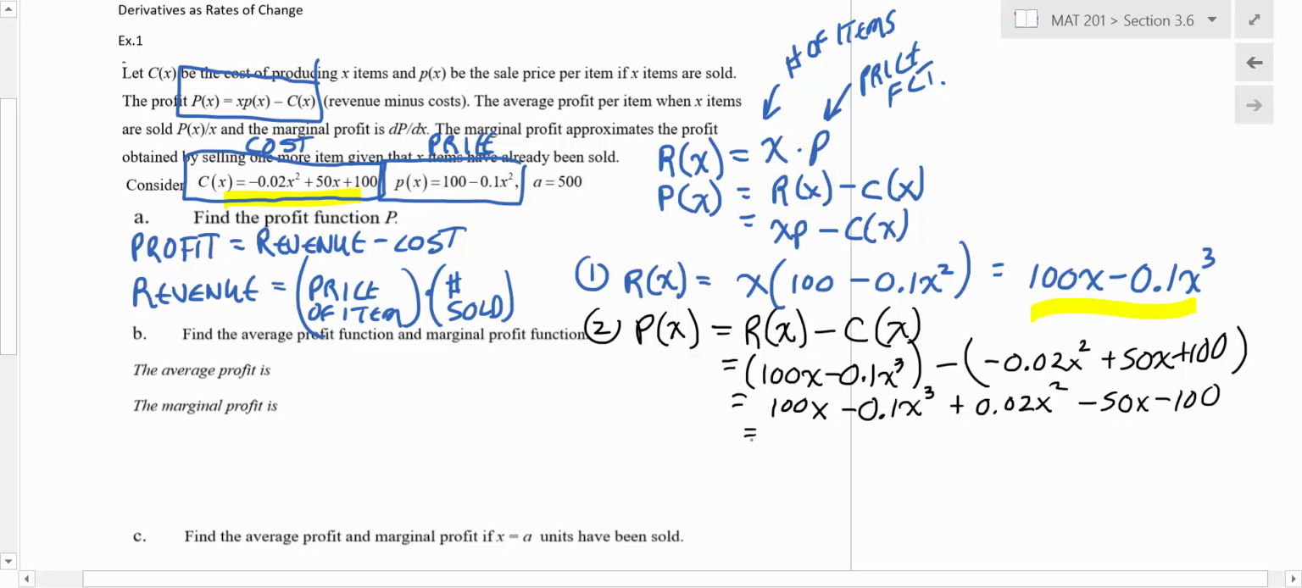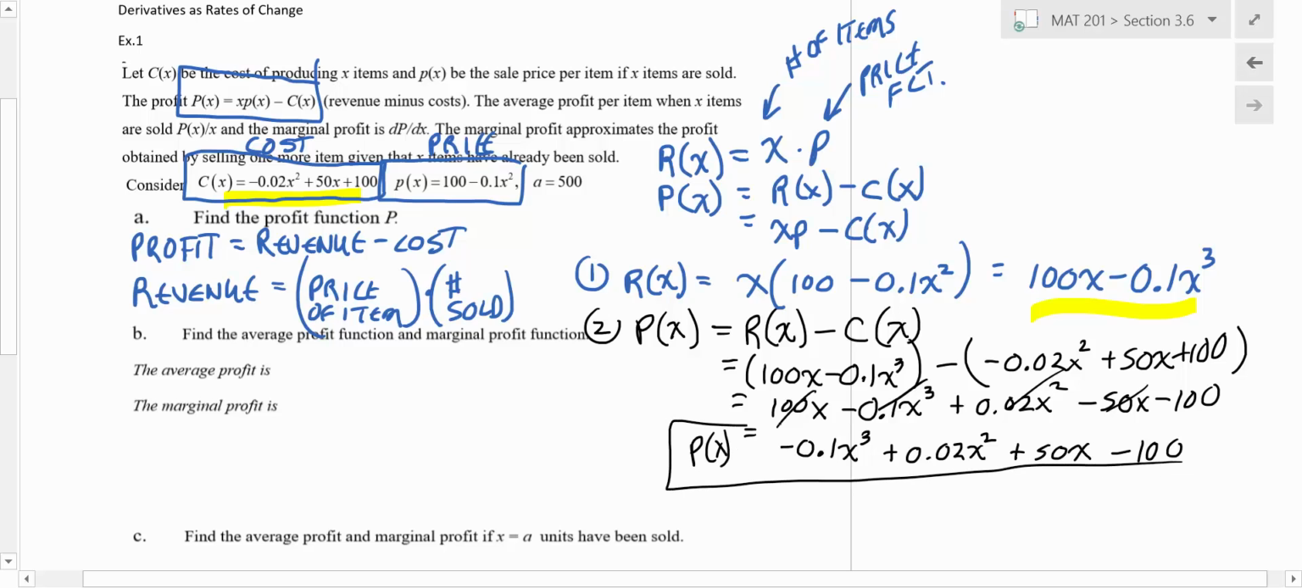Okay, so let's see what I have here. I think I got everything right there. Okay, so I've got negative 0.1x to the third. Okay, then I've got plus 0.02x to the second. Then these like terms go together for the x's. That looks like that's plus 50x. And then minus 100. Okay, so that is the function that's representing the profit. That's some sort of a cubic function, and that'll represent the profit. The business's profit is fluctuating depending on how many items they sell. X is how many items you sell in that problem. Okay, so we got that.